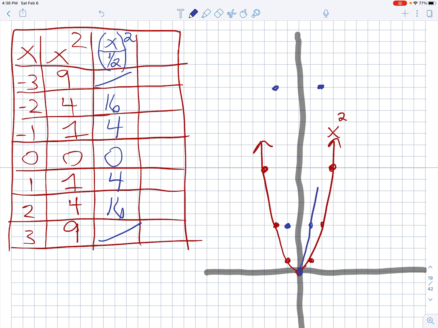That's 9 there, then 14, 15, 16. And then, once again, bounce it off the y-axis, and there you go. So this is x divided by a half, squared.